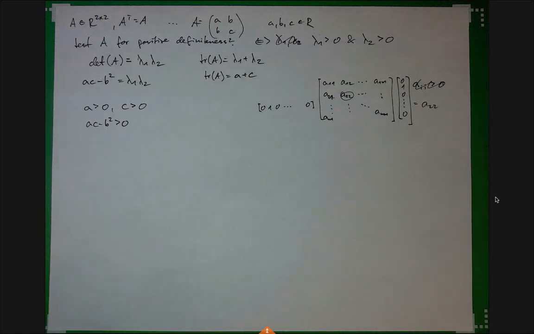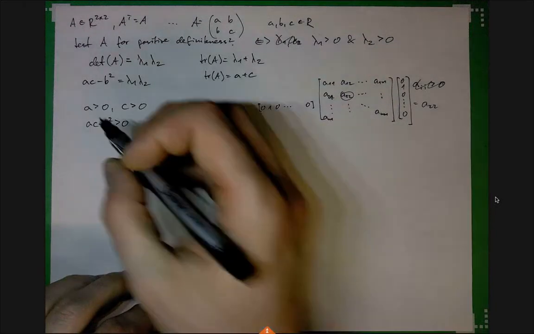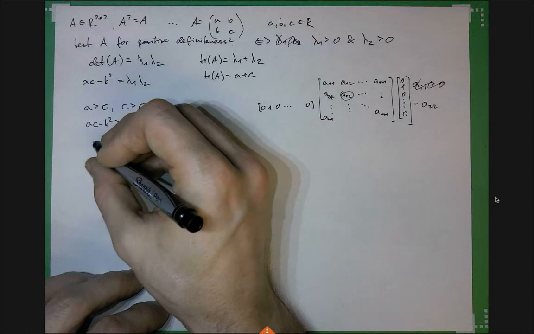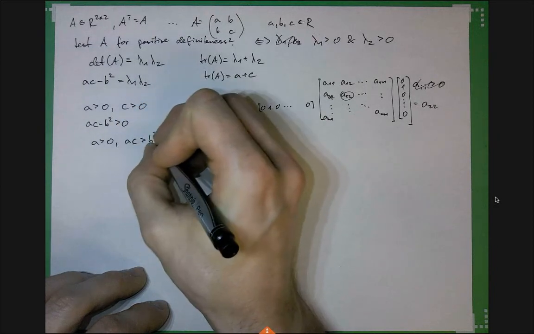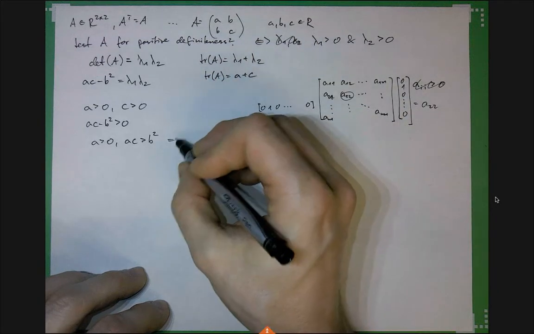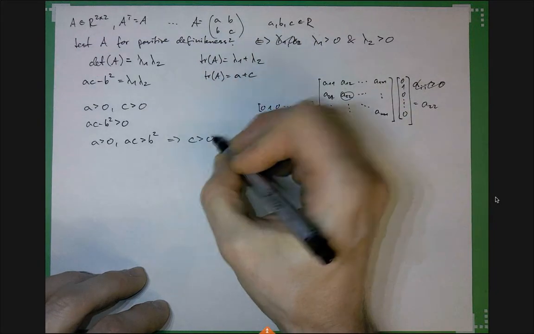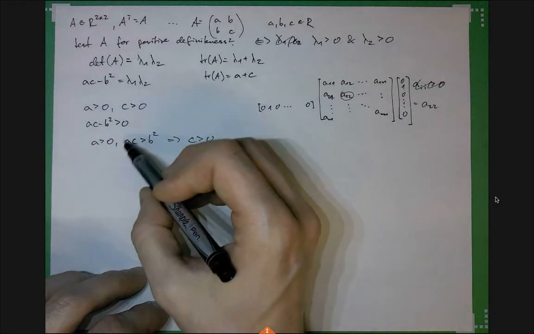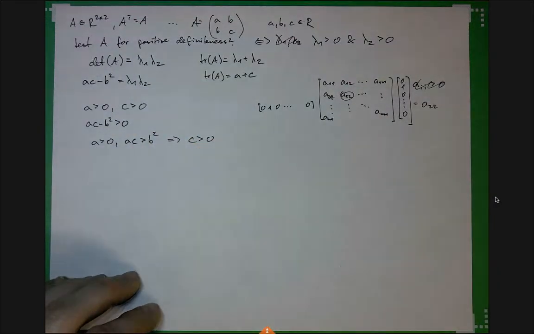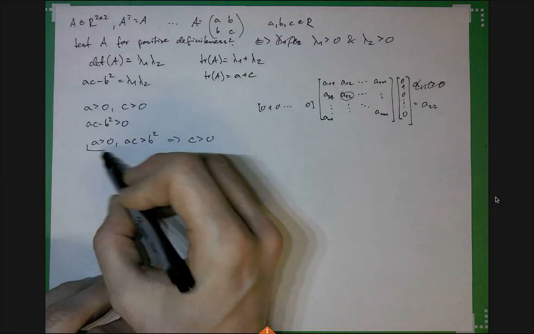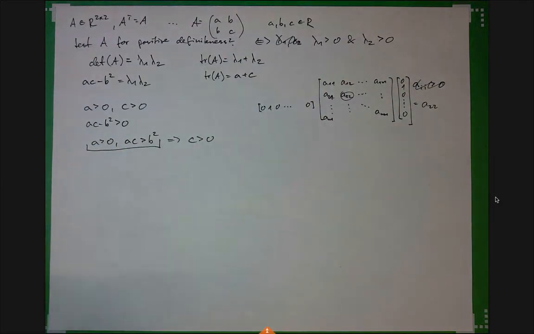And this already is sufficient, interestingly. Why is that sufficient? So first of all, if I have A greater than 0 and AC greater than B squared, then of course this already implies that C must be greater than 0 too, right? Because if A is greater than 0, then this is positive, then C must be positive as well. And interestingly, these two conditions are already sufficient.